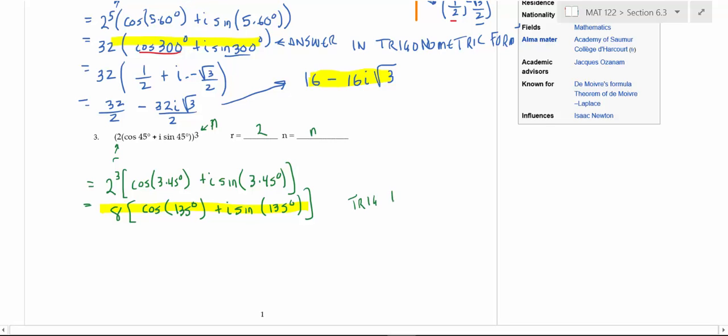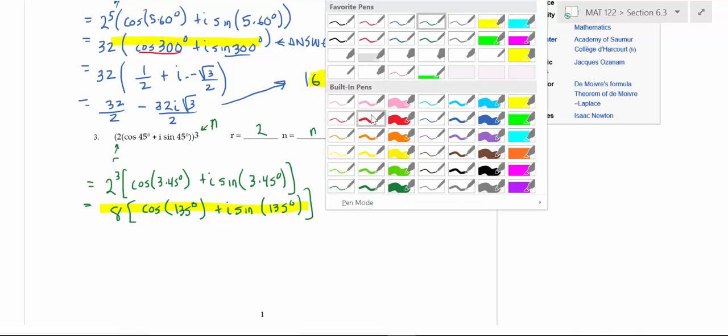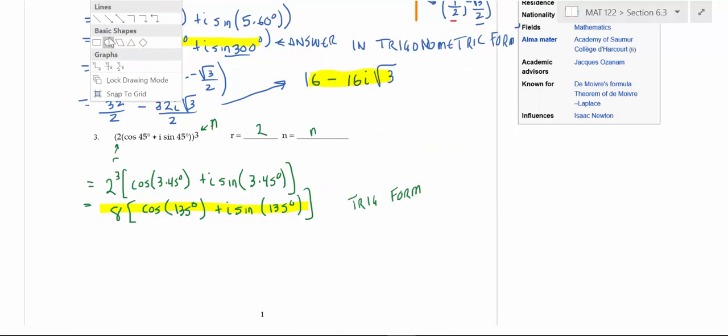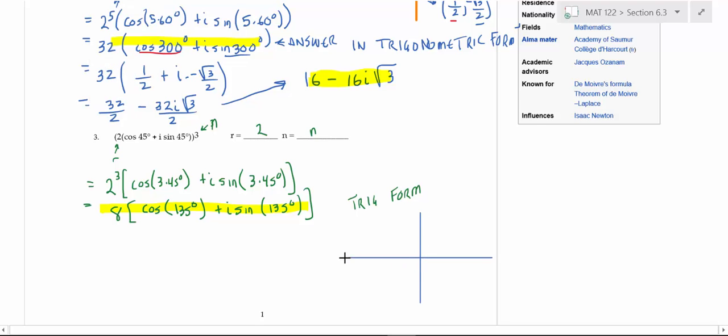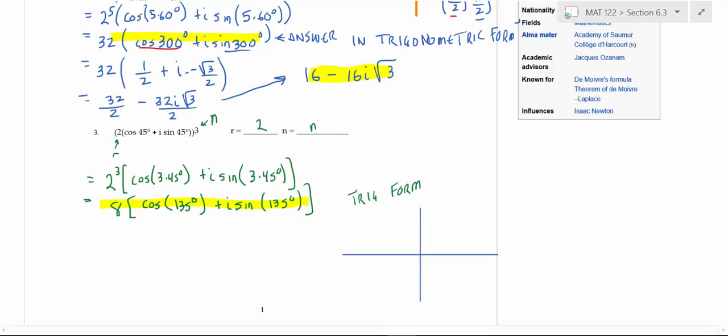Just for review, I want to take this all the way out to the a plus bi form. So again we draw a picture of a unit circle and reason out the details. On the unit circle, you're looking at 135 degrees, which is halfway in between, like this. That would be at the point negative square root of 2 over 2 and square root of 2 over 2. That's the cosine, of course, and this is the sine.